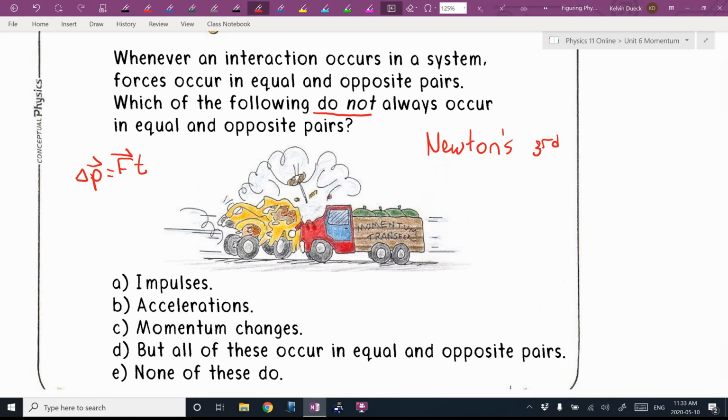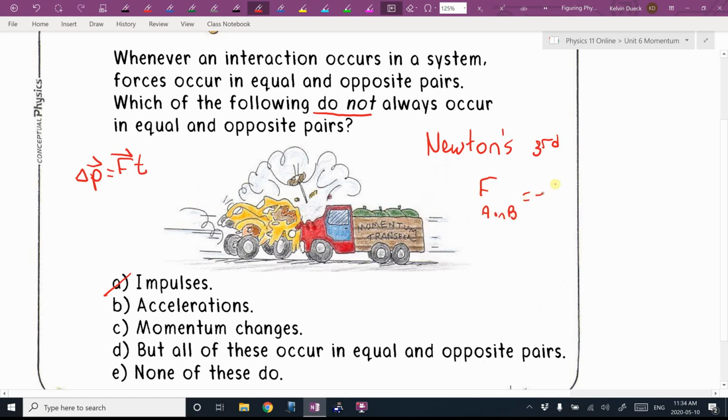Okay, well, let's see then. Since the forces are the same, opposite but same magnitude, and the time of collision has to be the same for both of them because it's the same collision for both of them, I think I can say that impulses are always equal and opposite. So since I'm looking for the one that does not always occur in equal and opposite pairs, I'll cross out impulses.